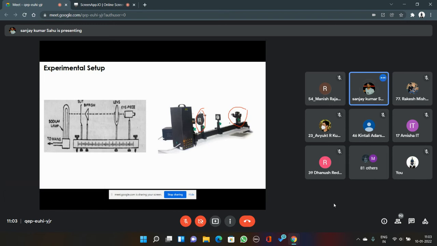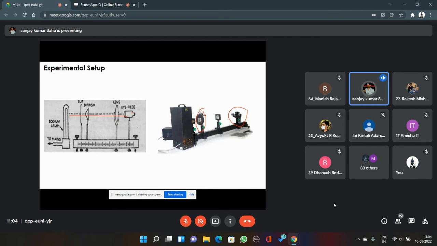The only condition to see the fringe pattern is that the slit, the Fresnel biprism, and the microscope must all be on the same plane. If the planes of the biprism, slit or microscope are different, then you won't be able to see the fringe pattern. They must be on the same horizontal line. As shown in this figure, all are in the same plane. So you need to take care of that.